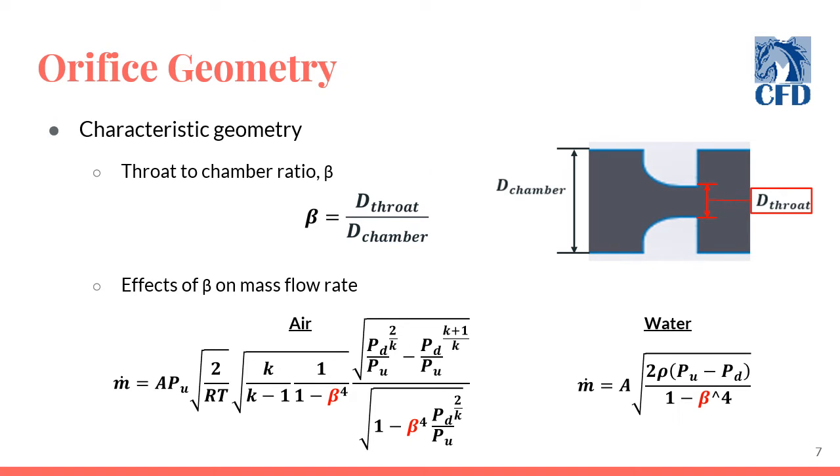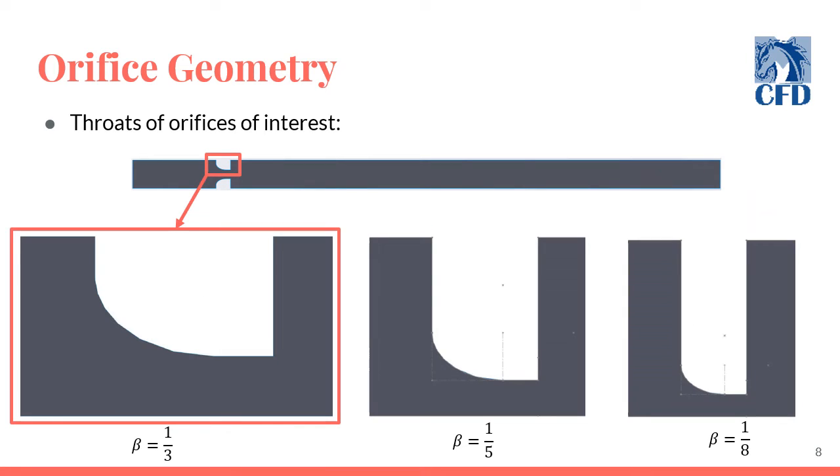We should touch on the orifices we have been using for this project and what differentiates them from one another. The characteristic geometric parameter for each of them is beta, the throat to chamber diameter ratio. The theoretical mass flow rate equations are affected by the geometry of the orifice through beta and the throat's area, but all other variables, including this area, are held constant across all three orifices. Here you can see the changes in the throat geometry as you change the beta of the orifice, going from beta equals 1/3, 1/5, and 1/8.